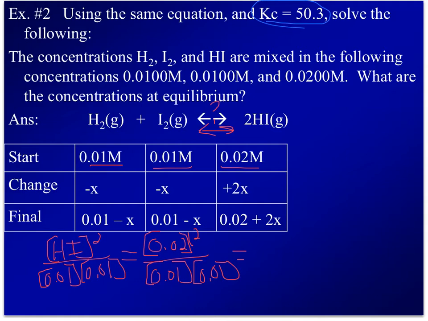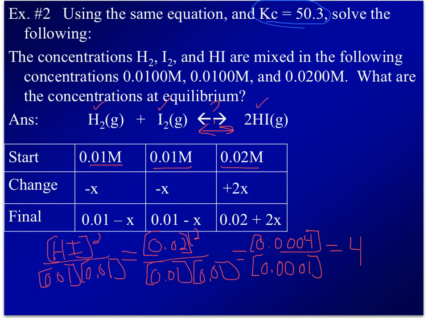Okay, so again, the reason we're doing that is to figure out whether it shifts to the right, making more HI, or shifts to the left, making more of each of those. Okay, so we're plugging this in. If we square the top, that's going to give us 0.0004 on top, and on the bottom 0.01 times 0.01 gives us 0.0001, and then divide those, you simply get 4.